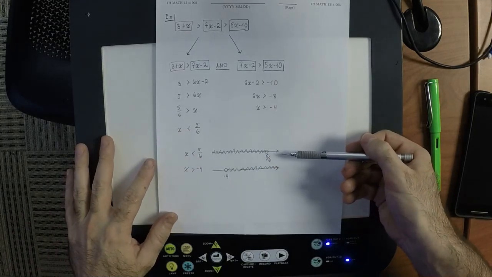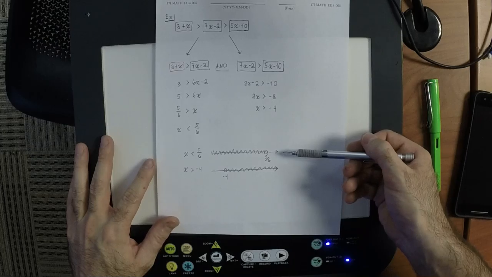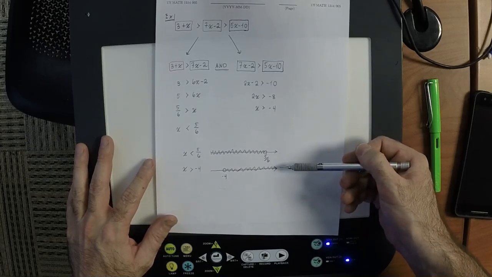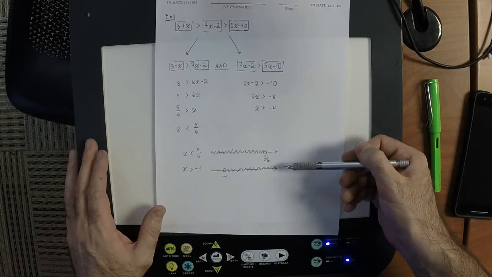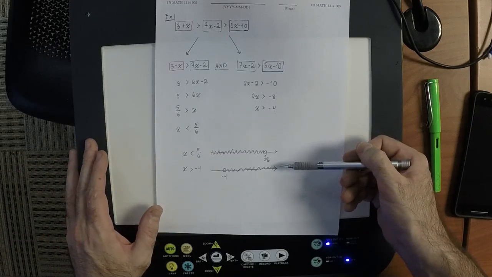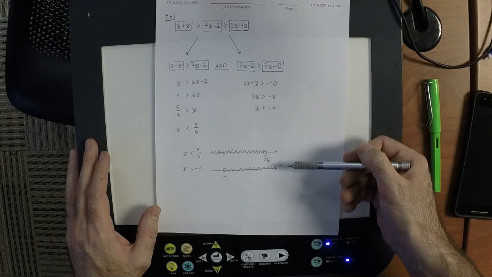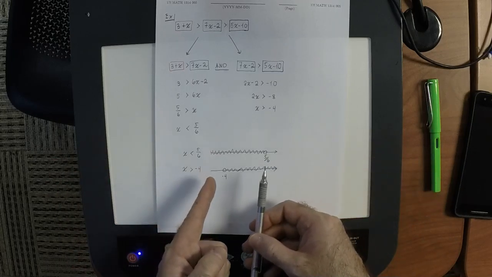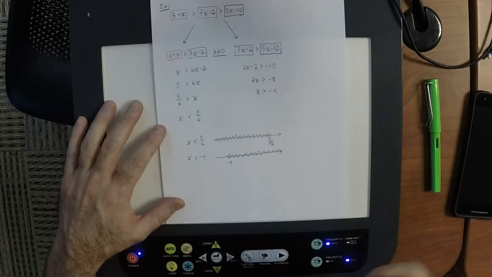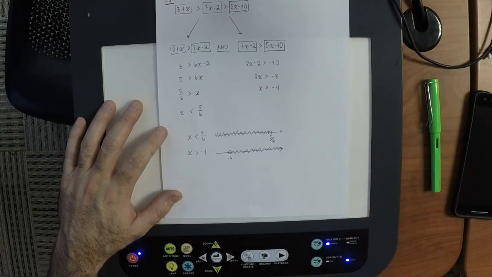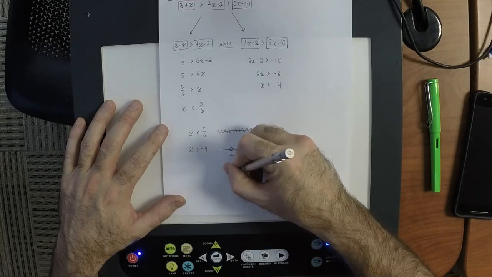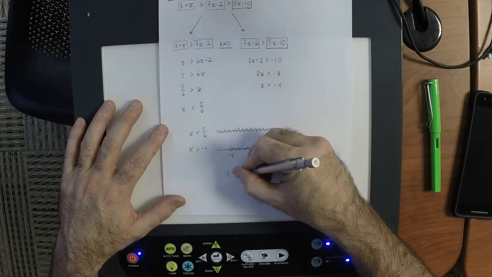So this represents everything that satisfies the first inequality. This represents everything that satisfies the second inequality. My question to you is, what satisfies both inequalities? Yeah, the stuff in between. The stuff in between. So, in interval notation, what's the answer? To 5/6. Very good.